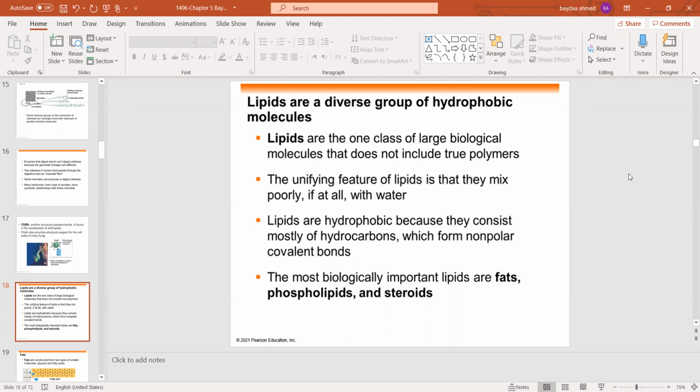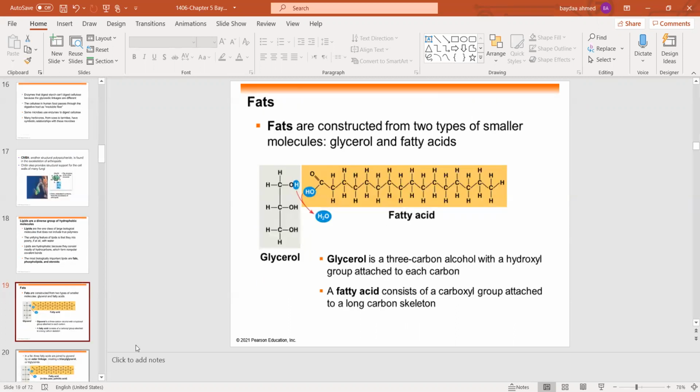They include waxes and certain pigments, but we will focus on the types of lipids that are most important biologically. We have the most important: fats, phospholipids, and steroids. Fats are not polymers. They are large molecules assembled from smaller molecules by a dehydration reaction too. Remember the dehydration: de means remove, hydration means water, so removing water.